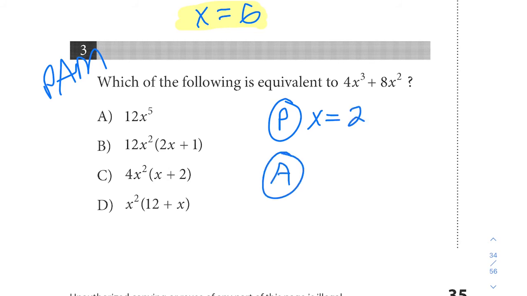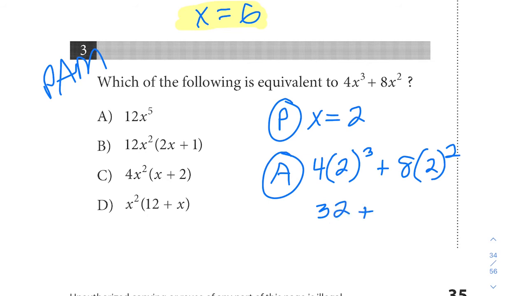And now we can answer our question. So that's the A in PAM, pick, answer, match. So here, if we answer this, we plug in a 2. And 2 cubed, remember order of operations, so we do the exponent first here. 2 cubed is 8 times 4 is 32, plus 2 squared, which is 4, times 8, which is also 32. And we add those together and we get 64.